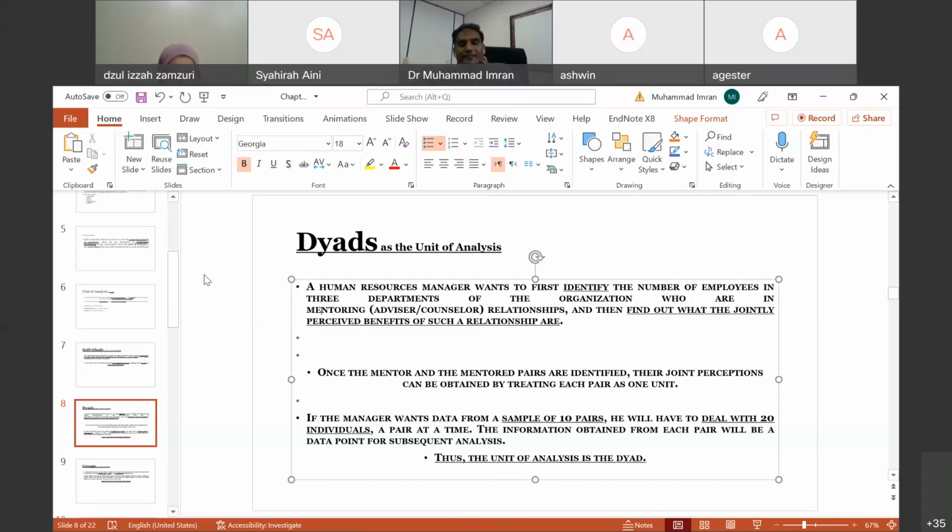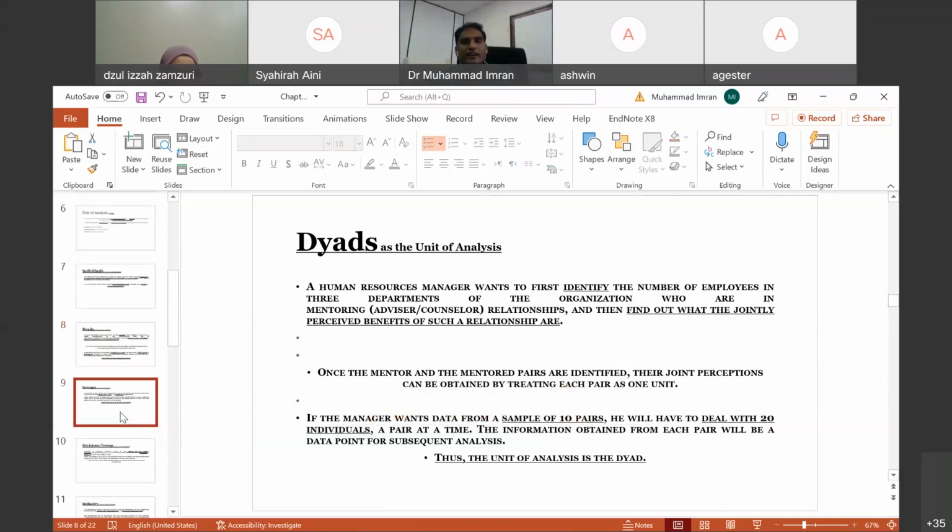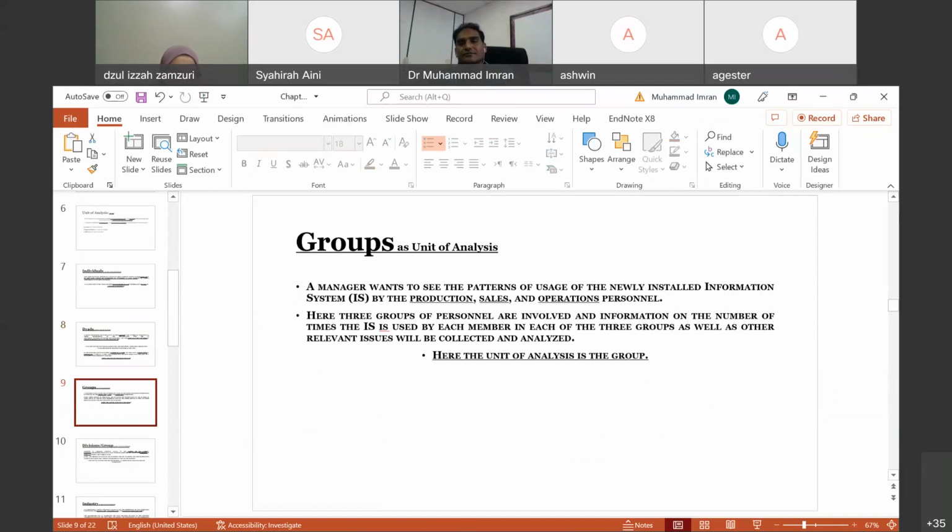Here, 10 pairs mean 20 people, 20 individuals. Then he has to collect the data from the 20 individuals, by the way. But the pairs have two data sets, understand? Like wife and husband. Okay, the groups as a unit of analysis.